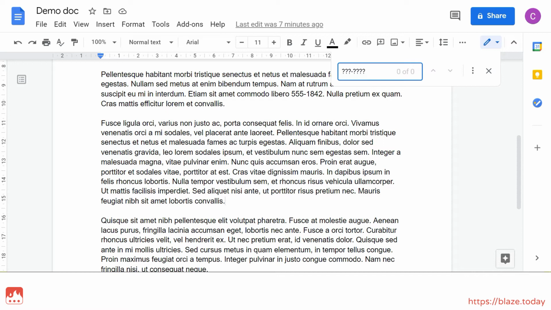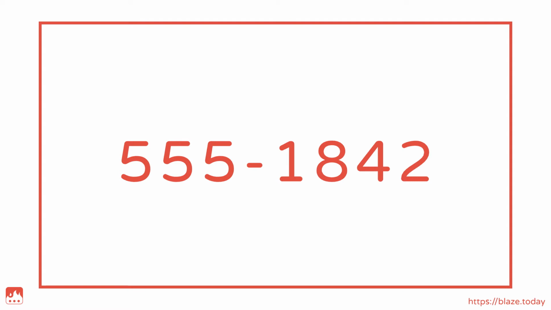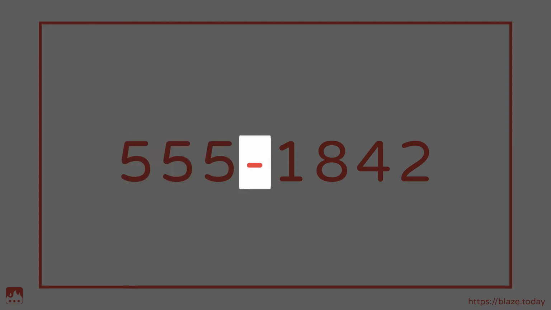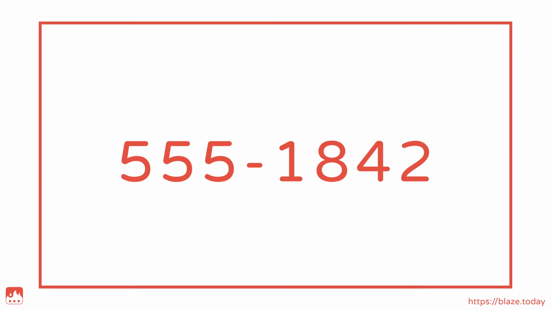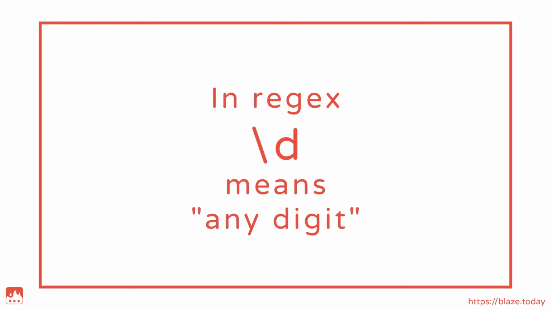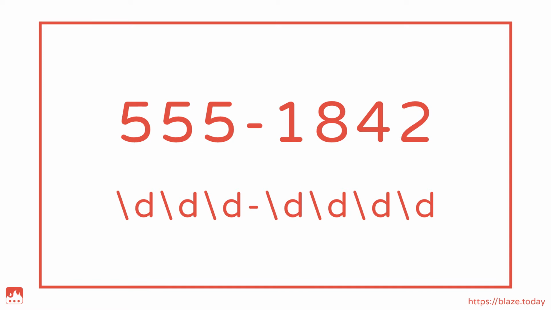I know that a typical phone number looks something like this. So I'm going to design a regular expression that matches 3 digits, followed by a dash, and 4 more digits. To do this, I need to tell regex to look for digits by using \d. The backslash tells regex that the letter D following it is special, and that it represents any digit from 0 to 9.